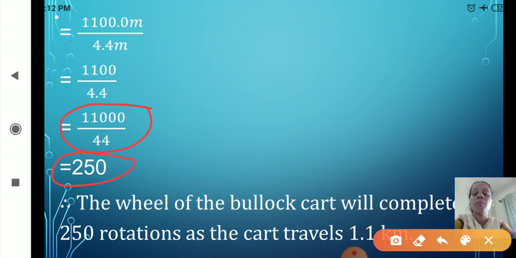So the number of rotations to complete the distance of 1.1 kilometer is 250 rotations. How much distance do we have to cover? 1.1 kilometer. So how many rotations do we require? That is 250 rotations. Okay, hope you are clear with this sum. You will practice these sums in your notebook.